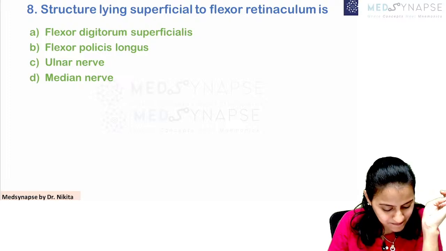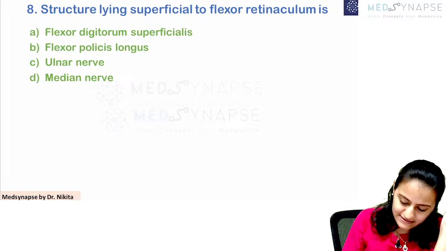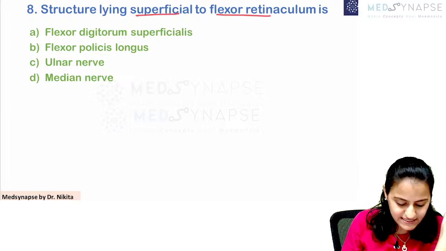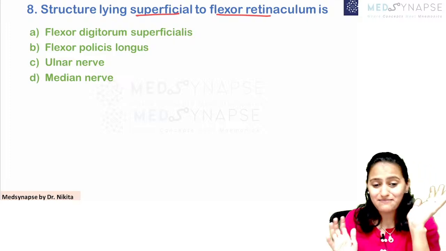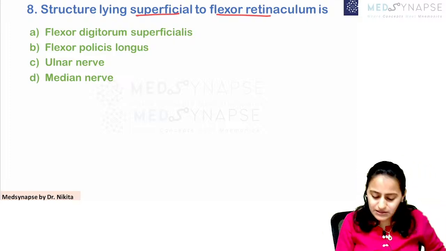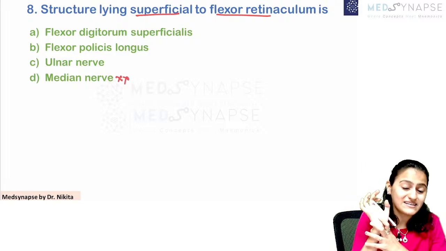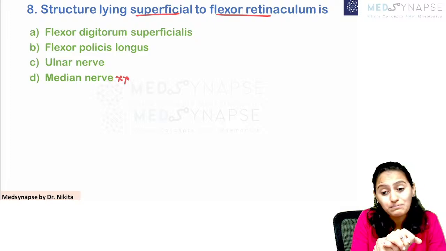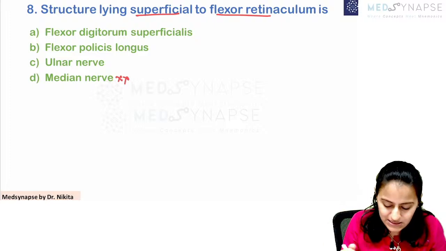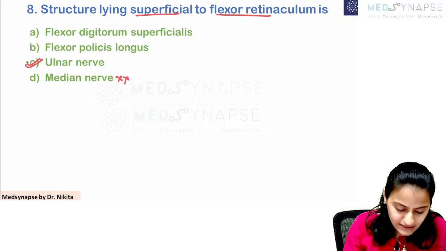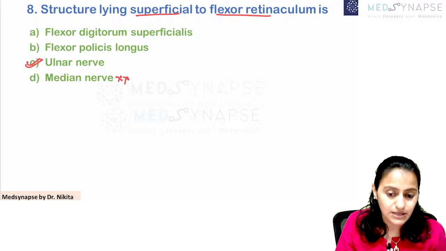Don't worry. Very good. What is the answer here? Absolutely right. Lying superficial to flexor retinaculum. No, it is A. Ahmed. Remember that. The median nerve is definitely not the answer to this, because the median nerve gets compressed at the flexor retinaculum, causing carpal tunnel syndrome. So it is compressed within the retinaculum. Ulnar nerve is superficial to the flexor retinaculum.